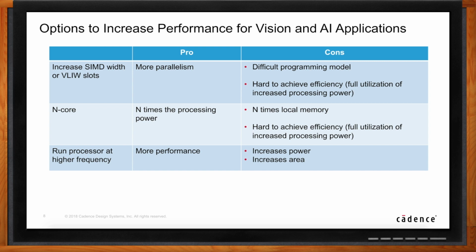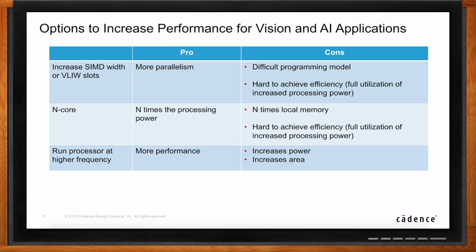Now, another approach is just to use more cores. That is a fine way of doing it, but every core has its local memory, so you are increasing the area. And again, now you need a multi-core processing software environment, and that may not be the most efficient way. There might be some situations where you still decide to use multi-core, but it has its own cons, and area and processing power become the challenge.